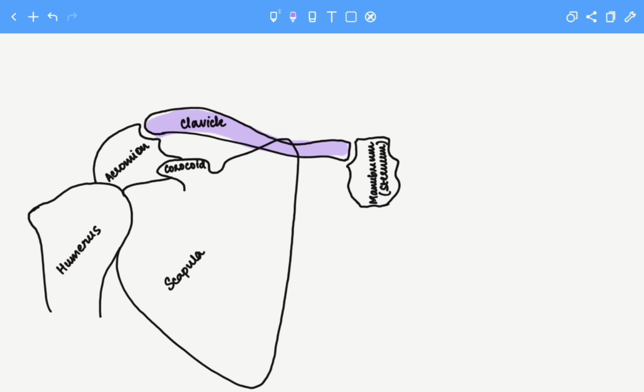So there are two joints that it forms. One is over here on the medial side and one is here on the lateral side. So this is known as the acromioclavicular joint. And this over here on the medial side is known as the sternoclavicular joint.